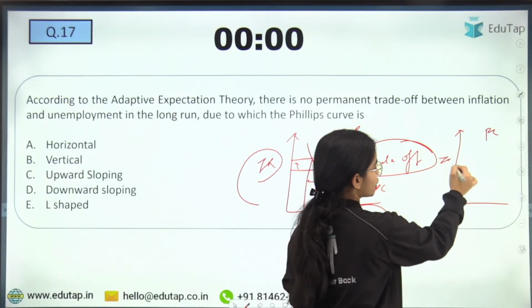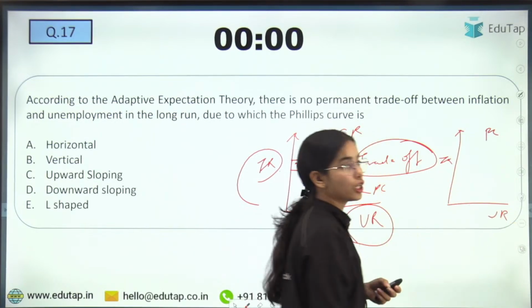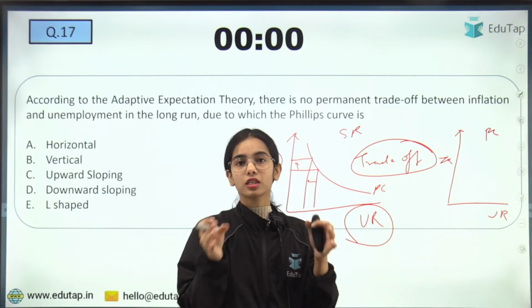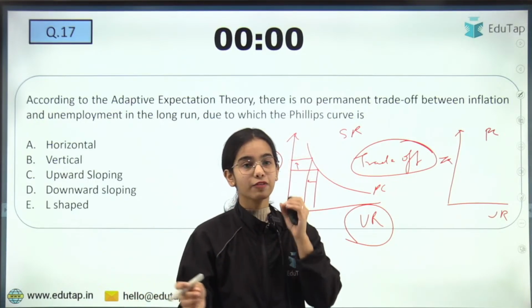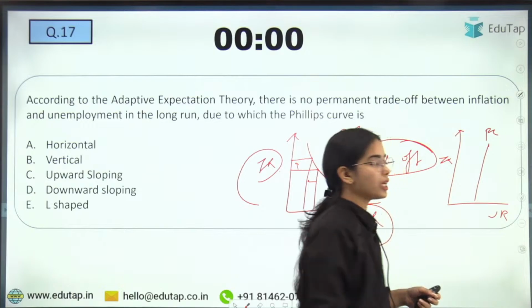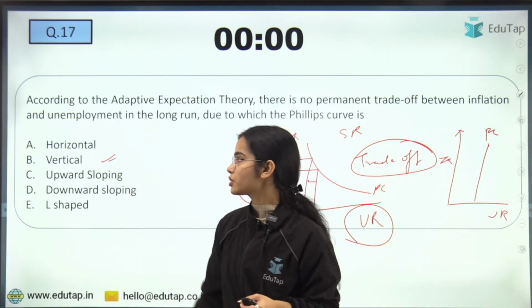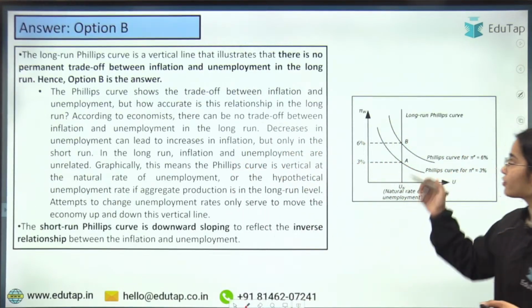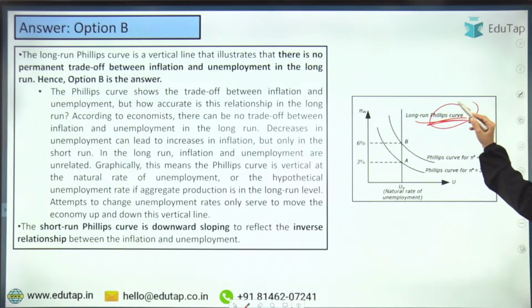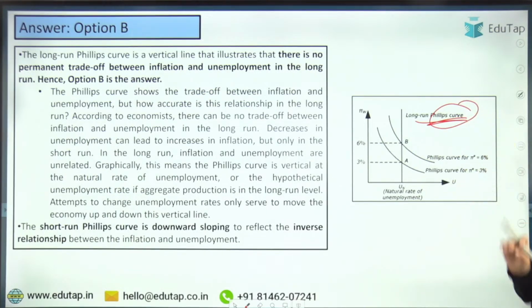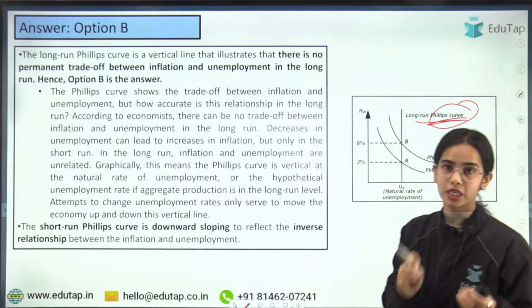Here we have the inflation rate, here we have the unemployment rate. So in the long run, the adaptive expectation theory says that the Phillips curve is vertical. So this is the answer. The Phillips curve is vertical in the long run, and in the short run, as per adaptive expectation theory, the Phillips curve is downward sloping.